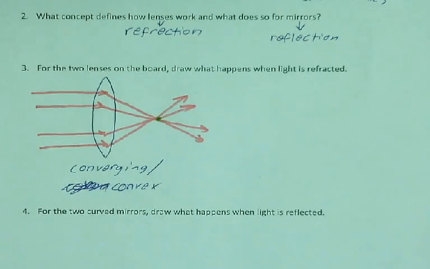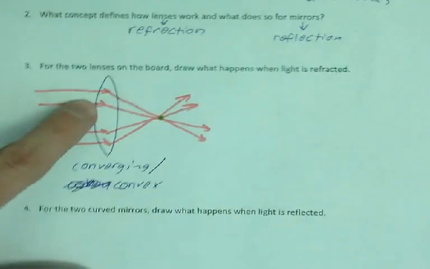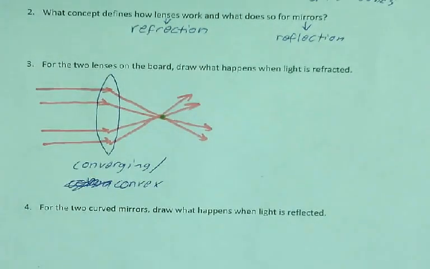Pay attention to whether it's right side up or upside down, whether it's blurry or clear, whether it's large or small. That'll kind of give you an idea on converging or convex lenses. So that's the first type of lens. You look at it from this way, correct? It doesn't matter which side you look at it from. All right, second type of lens.